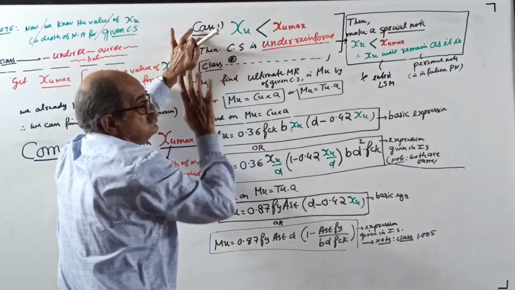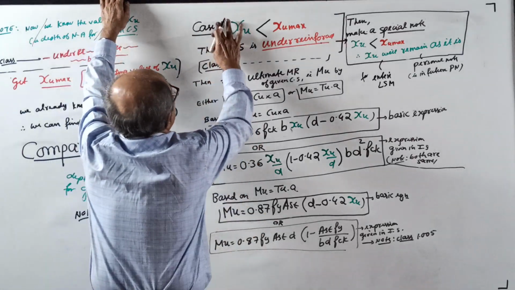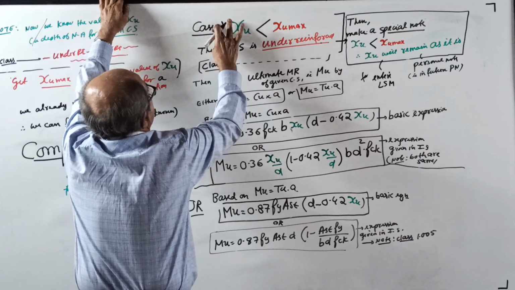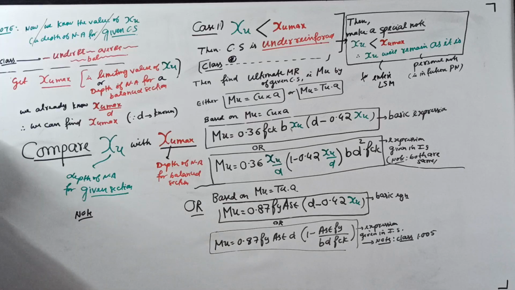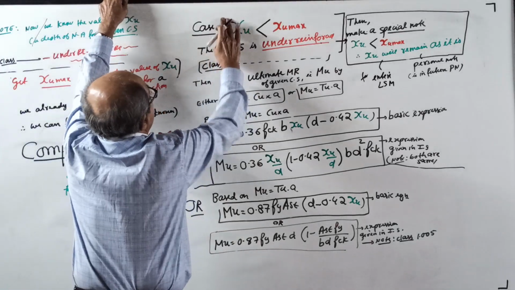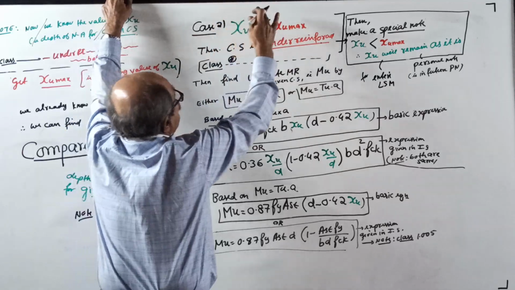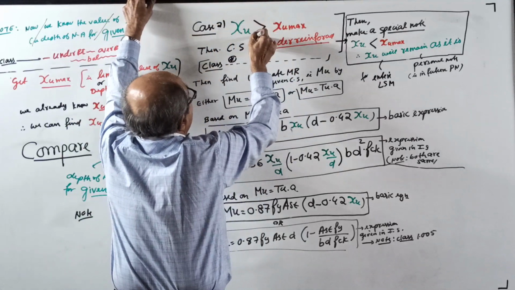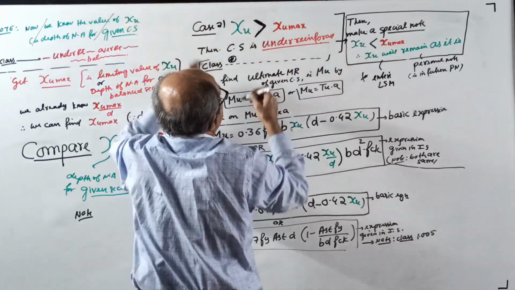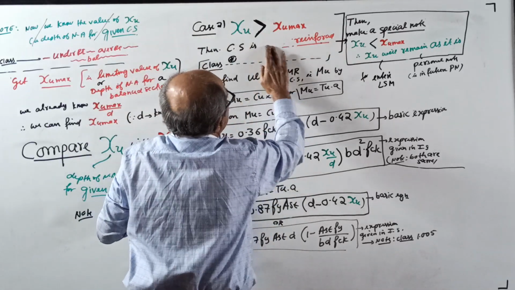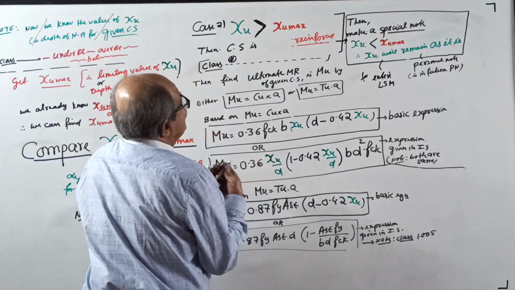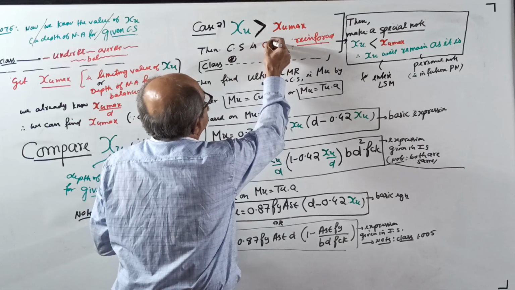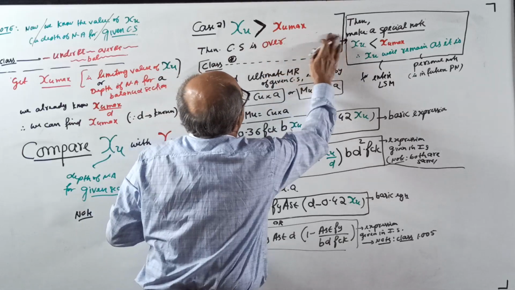Now I will go to case 2. Case 1 is the safer side. Pause and take a screenshot now. Right. Case 2: Xu is more than Xu max. Dangerous one. If your Xu comes more than Xu max, the cross section is what? Over-reinforced.